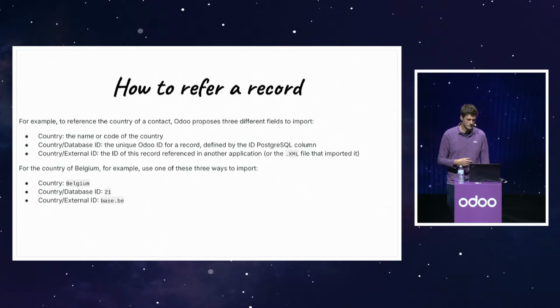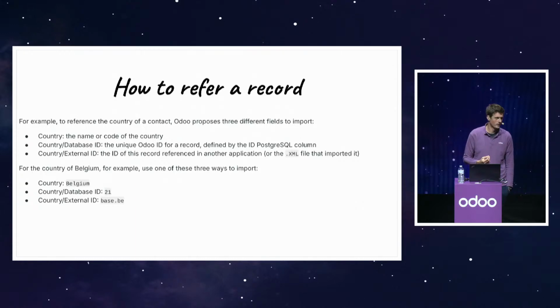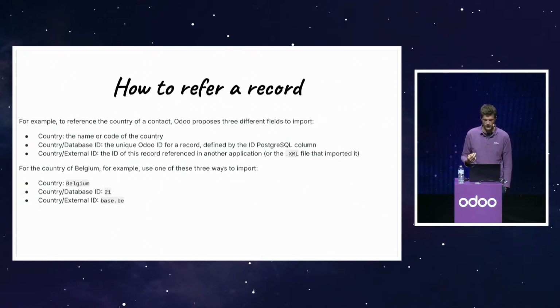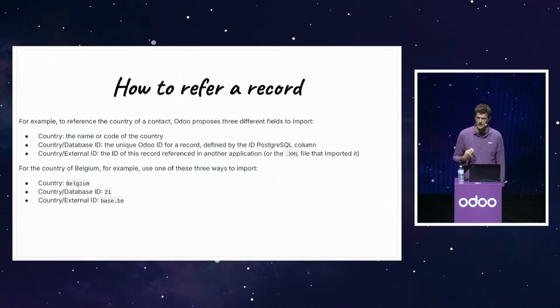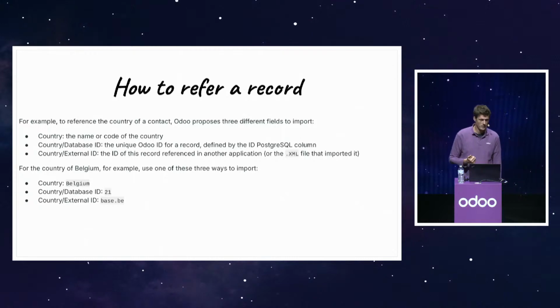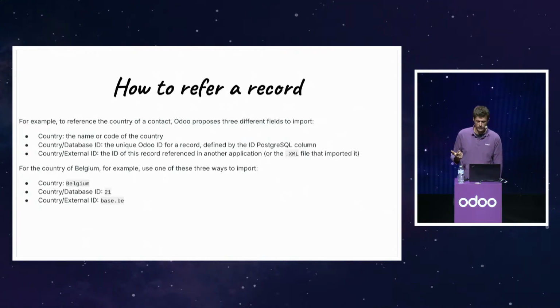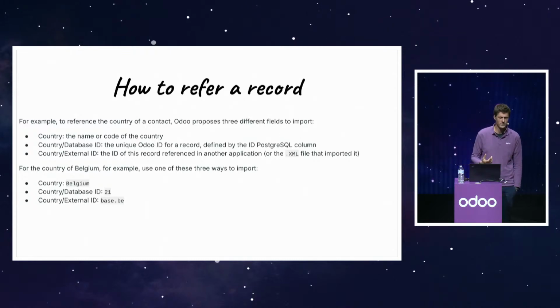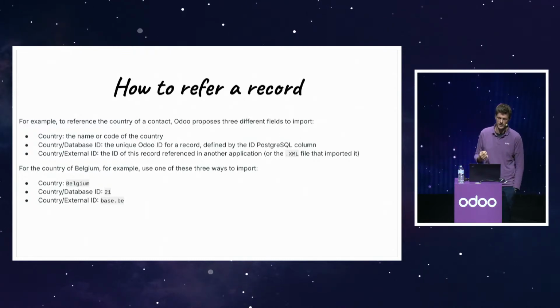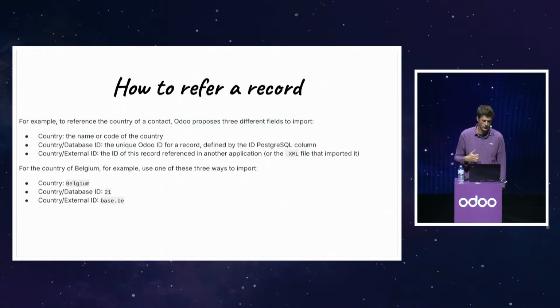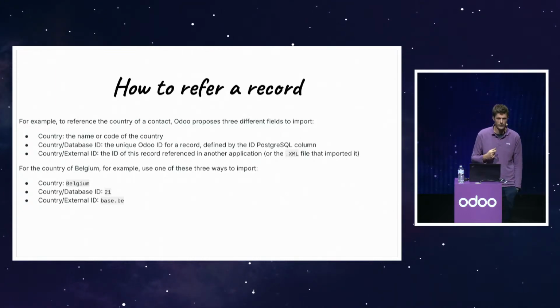The first one is taking the name. Normally it's the least recommended way, because it depends on the language you use, but also you have to be sure that the name is unique, because when you want to refer to something, you have to refer to something unique. That's the reason why we generally select the two other ways to refer to a record.